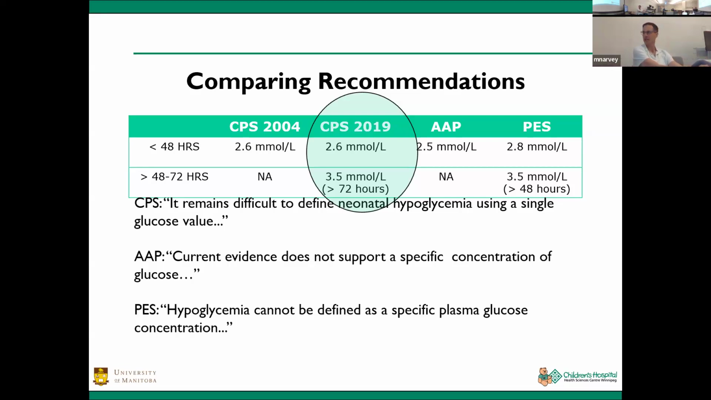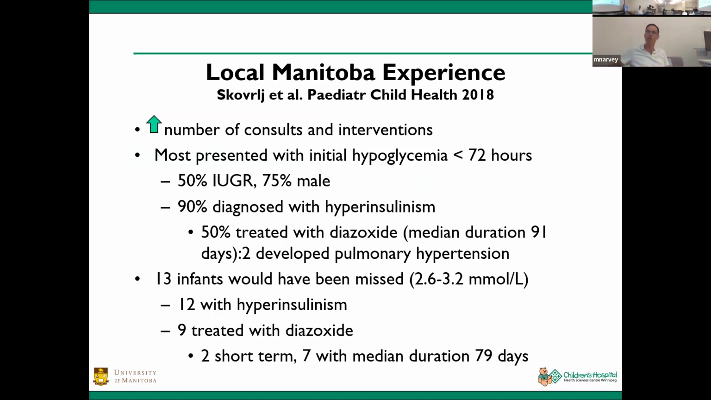So I'm sorry if that leaves everybody scratching your heads, but what they're really trying to say is that, again, it's not just a number. You have to look at the totality of the presentation and symptoms and so forth. Now, what about the local Manitoba experience? Following the PES statement and following a change to 3.3, this spurred some research.